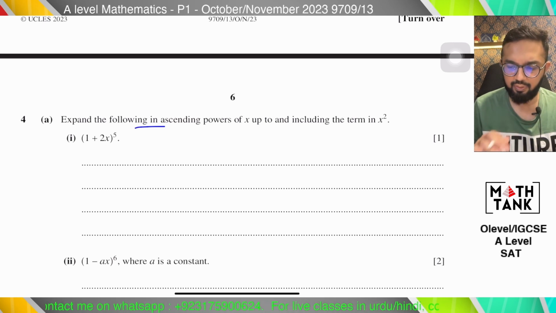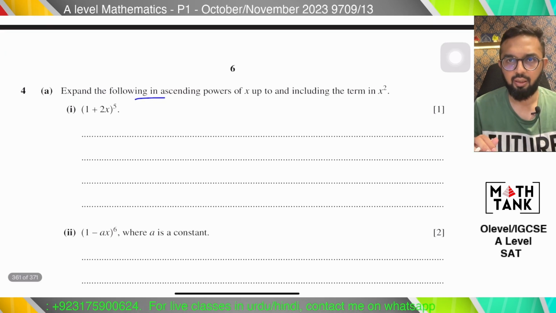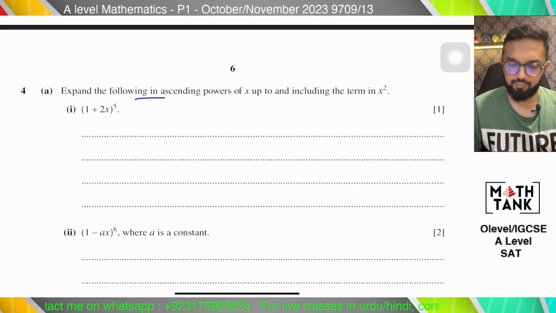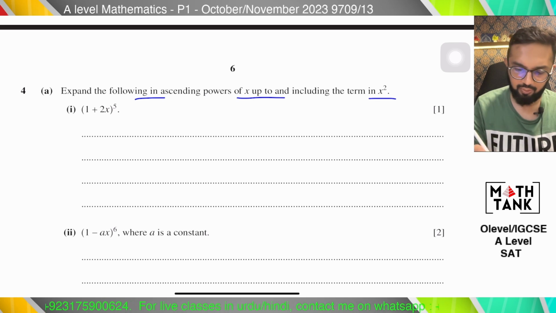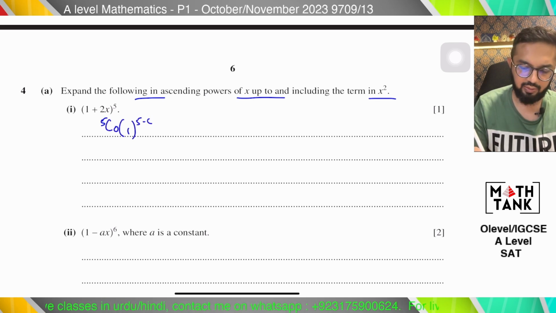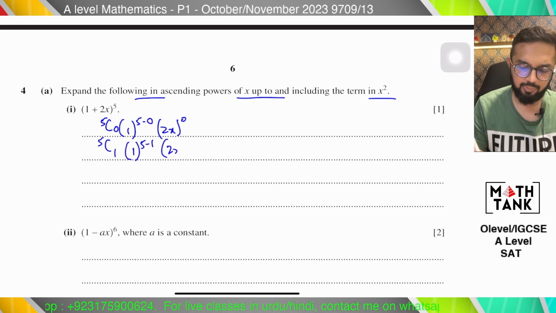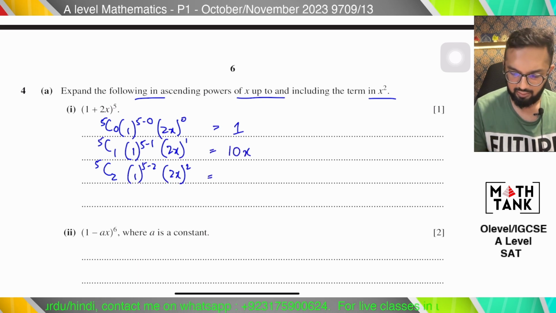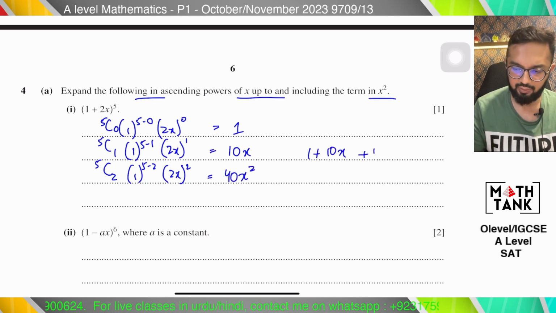Expand the following in ascending powers of x up to and including the term in x squared. So 5c0, 1 power 5 minus 0, 2x power 0, 5c1, 1 power 5 minus 1, 2x power 1, 5c2, 1 power 5 minus 2, 2x power 2. So I get 1, then 5 into 2, 10x, and 5c2 is 10 again, 10 into 4 is 40x squared. So I get 1 plus 10x plus 40x squared.